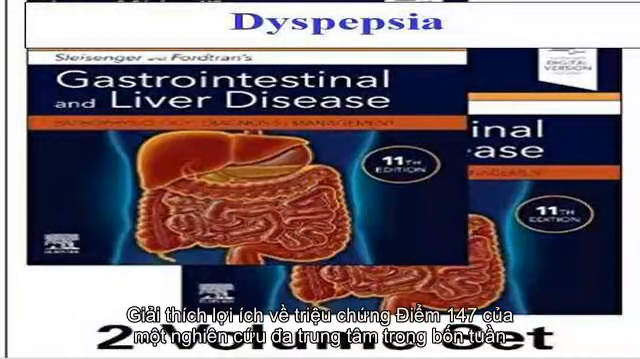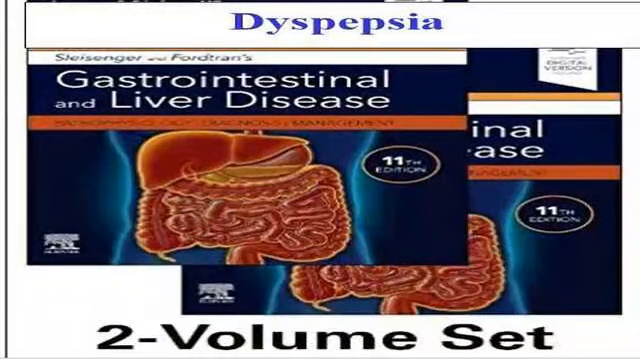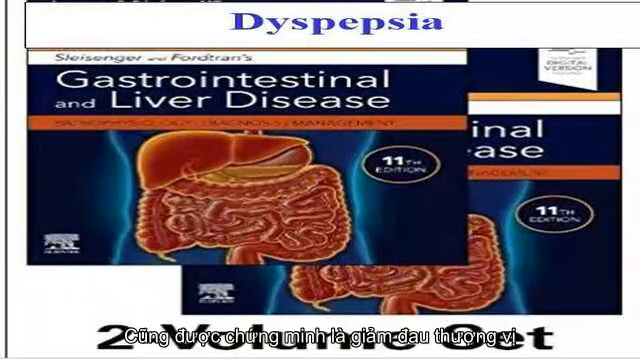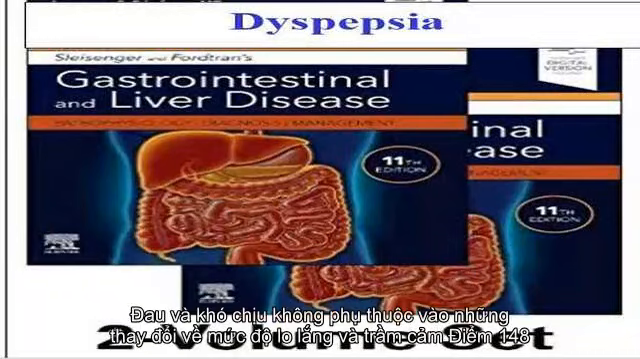A multi-center 4-week study of tandospirone, another 5-HT1A agonist, also demonstrated alleviation of epigastric pain and discomfort independent of changes in anxiety and depression levels.